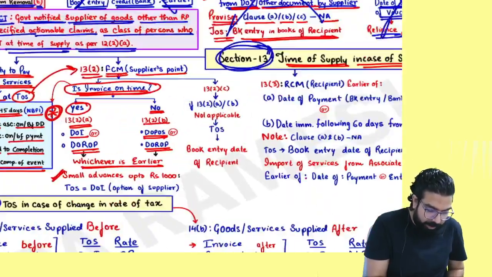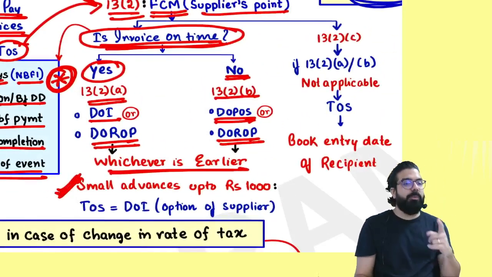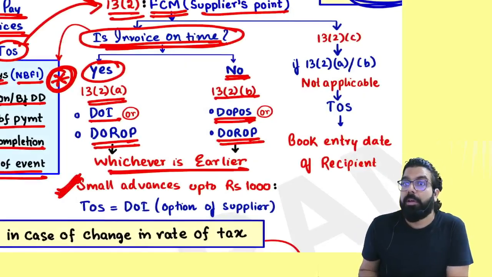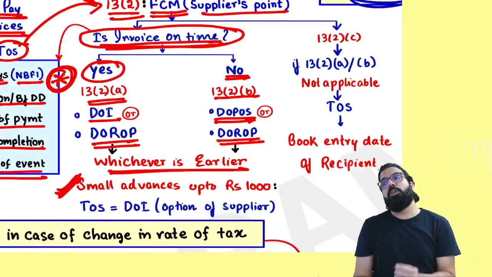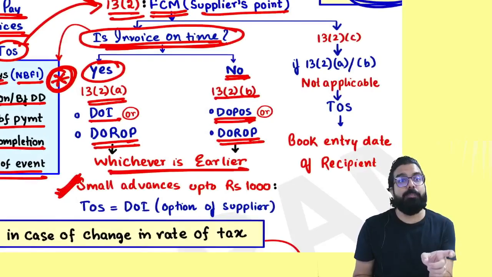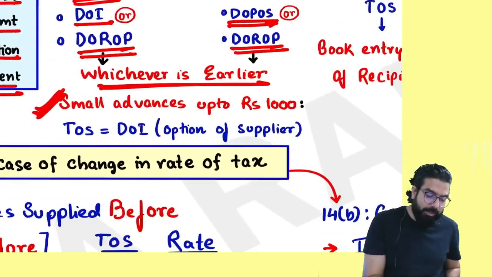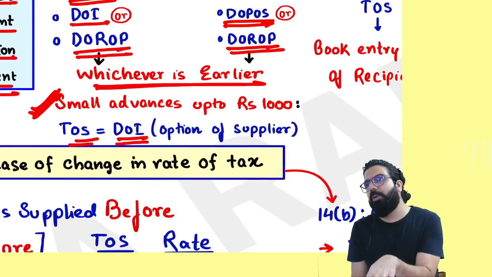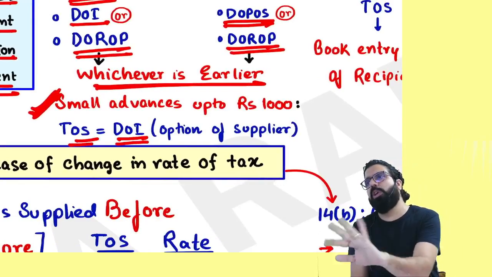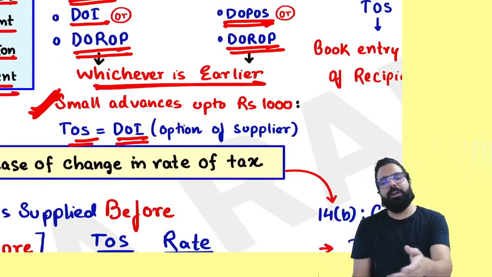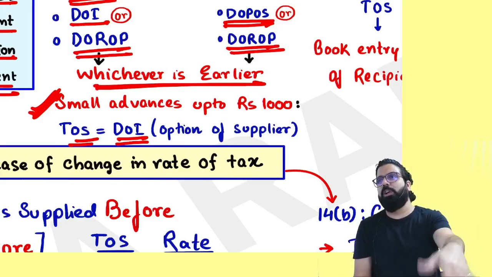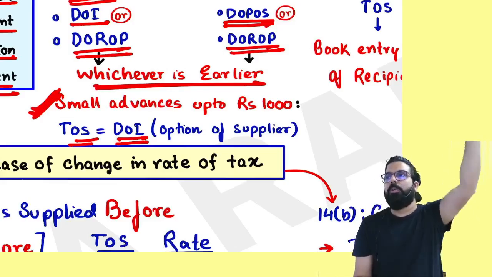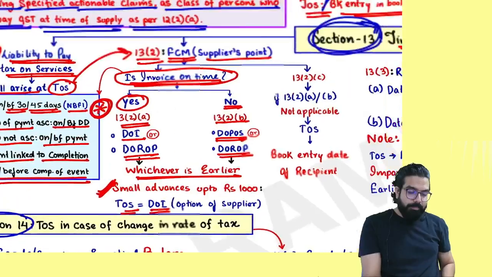Everyone over here now. Tell me one thing. In case of advances, do you have to pay GST in case of services? Yes or no? But always remember, if it is a small advance, up to what, everyone? 1,000 rupees, then you can pay on the date of issue of invoice. The day you receive the advance, if the advance is only 500 rupees, you don't have to pay any GST on advance. Government is telling, for 500 rupees and all, I don't want GST on advance. You pay when you are issuing the invoice.